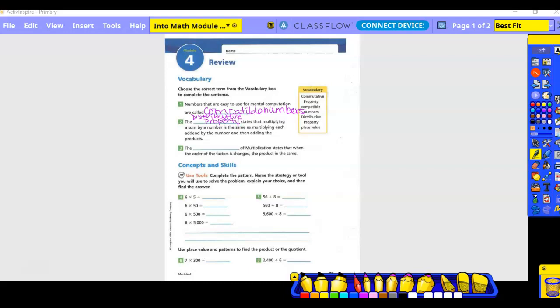And then the blank of multiplication states that when the order of factors is changed, the product is still the same. Which one is that? Commutative property.